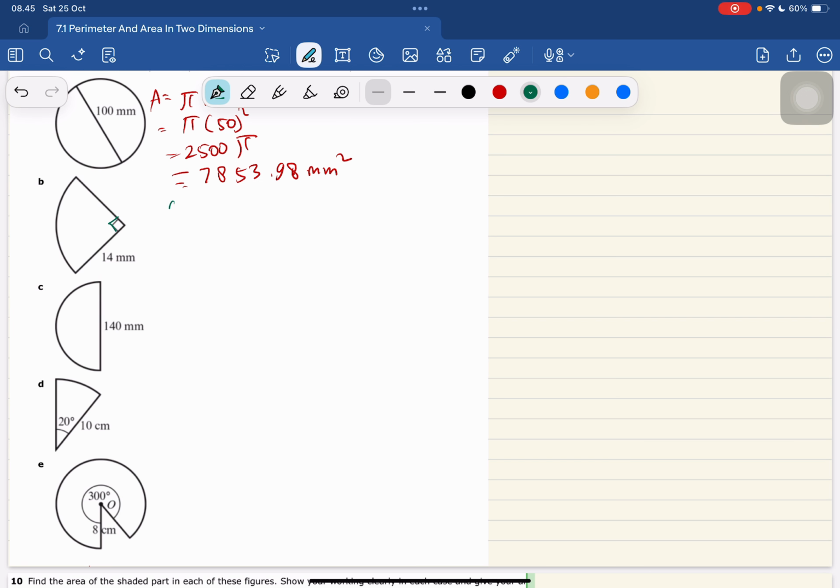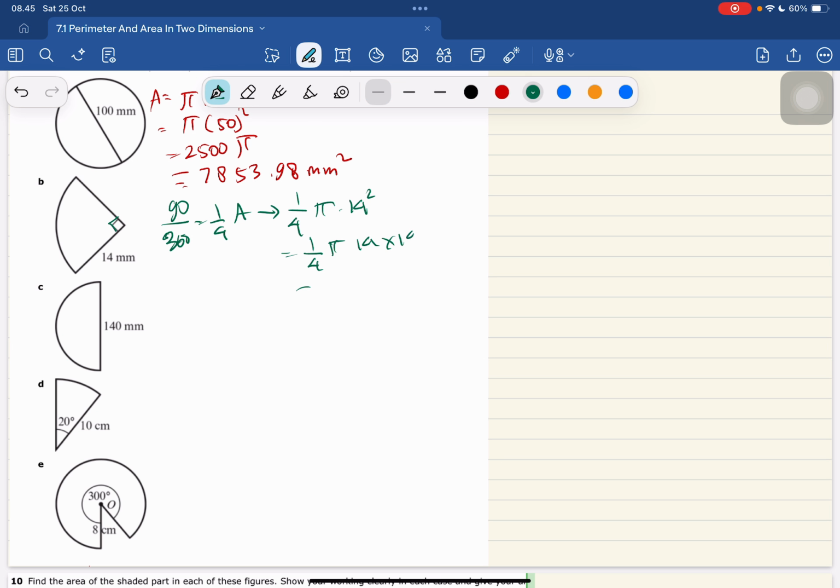Okay, let's make it 90/360. So this is 1/4. So 1/4 of the area. So the area, we got the radius. So 1/4 pi times 14 square. So this is gonna be 1/4 pi times 14 times 14.